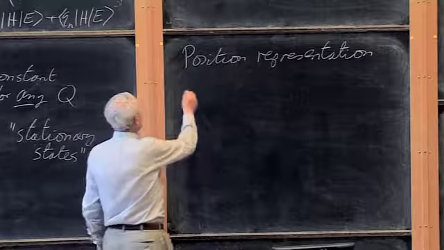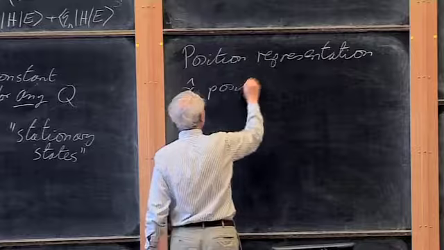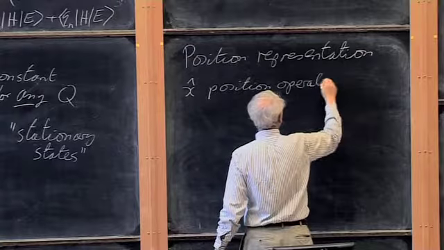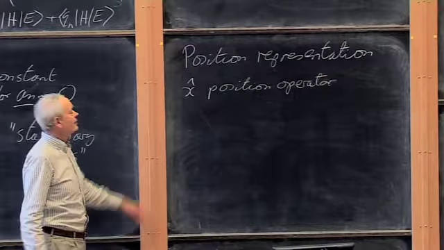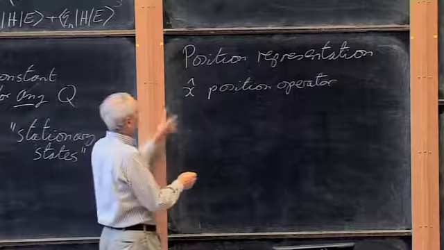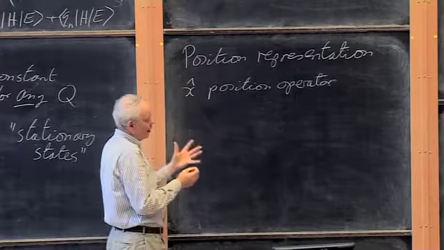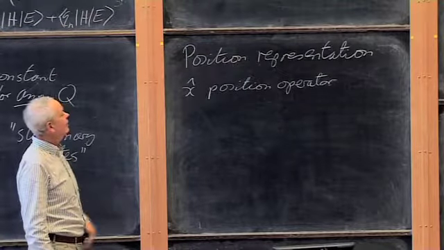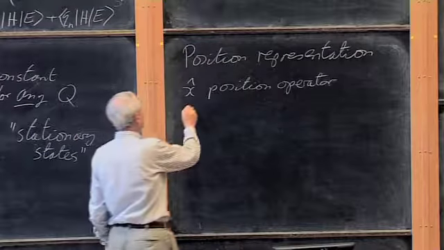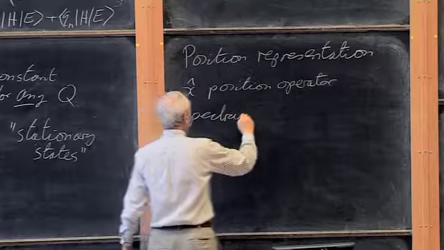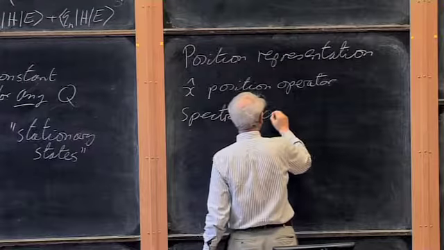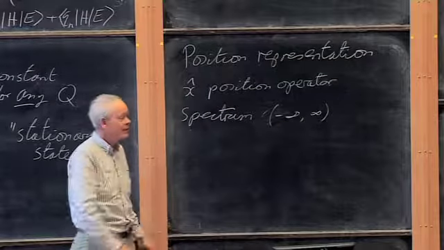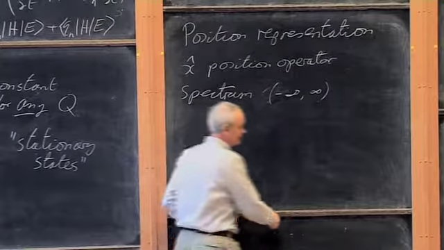The thing about the position operator, this is the operator which encodes the states of well-defined position down the x-axis. It has a spectrum which is usually always continuous. It runs from minus infinity to infinity. It's not discrete, it's continuous, and this requires some adjustment.